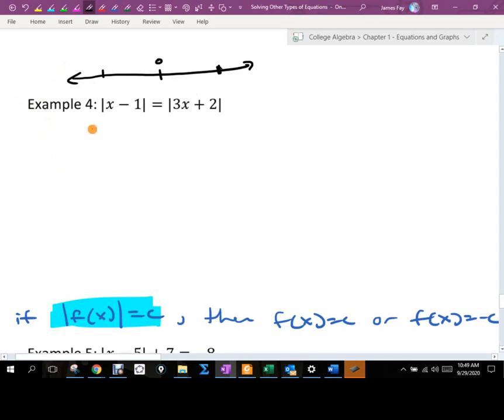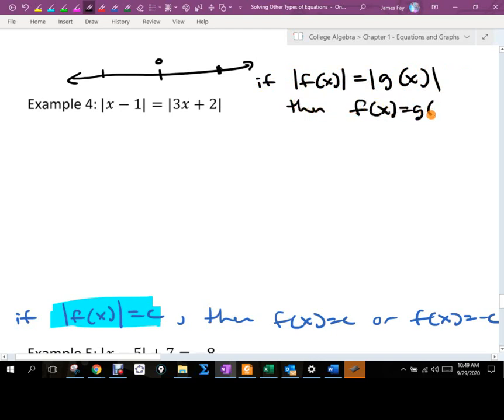I'm not going to write the rule here. Actually, all right. If absolute value of f of x equals the absolute value of g of x, then f of x equals g of x, or f of x equals the opposite of g of x. The first would put both of them on the same side of 0, and that bottom one would put them on opposite sides of 0, but still the same distance from 0. Does that make sense? Okay.